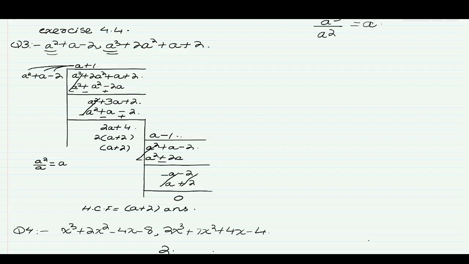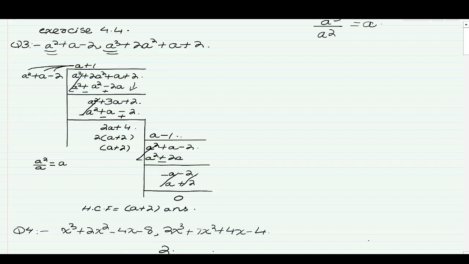So we're going to change the sign. When the sign is changed, a cube and a cube cancel each other out. Plus 2a square minus a square results in a square. Then we have positive a with positive 2a, that is 3a, and 2 will just come down as it is. After that we have a square plus 3a plus 2.